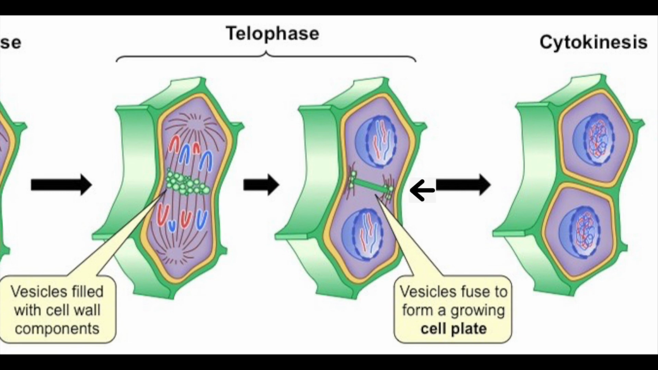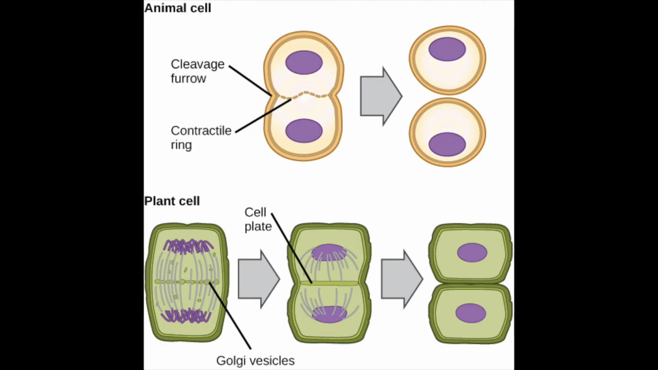The cell wall materials carried in the vessels collect in the plate, making it grow until it fuses with the plasma membrane along the perimeter of the cell. At the end, each daughter cell has their own plasma membrane, and a new cell wall arises from the remains of the cell plate between the two cells.